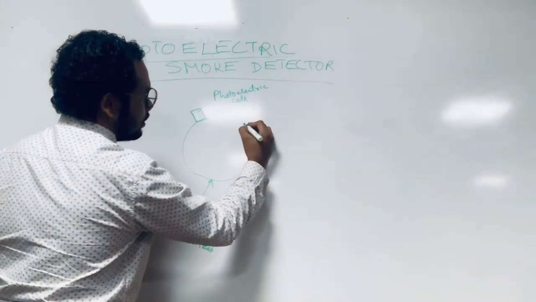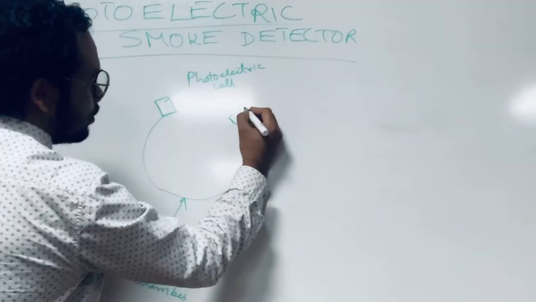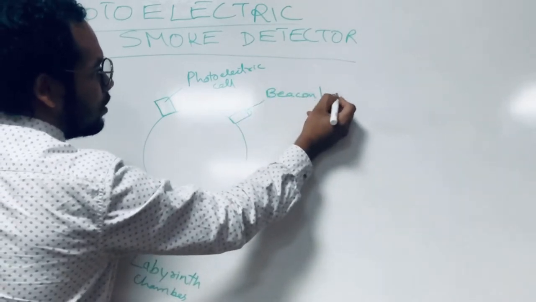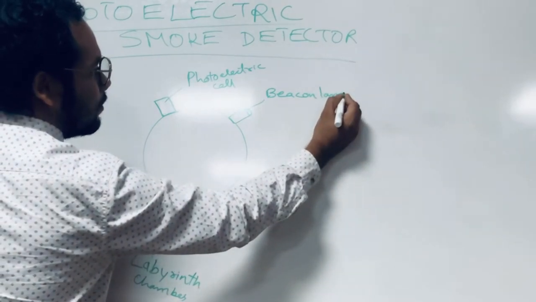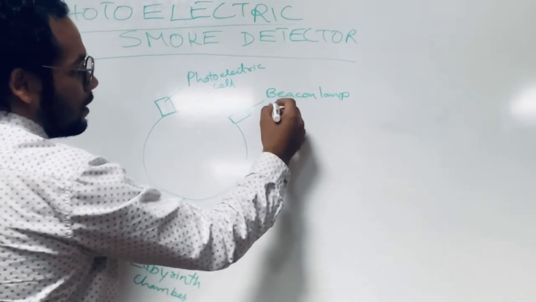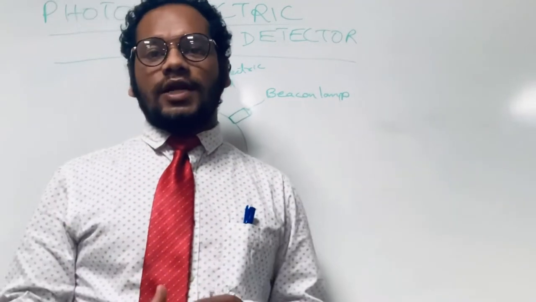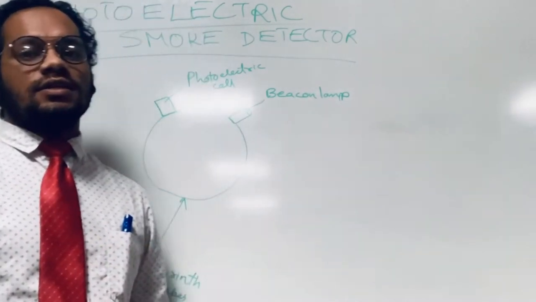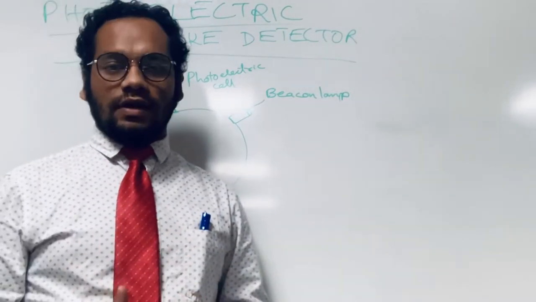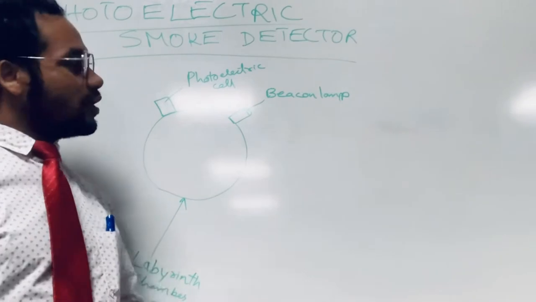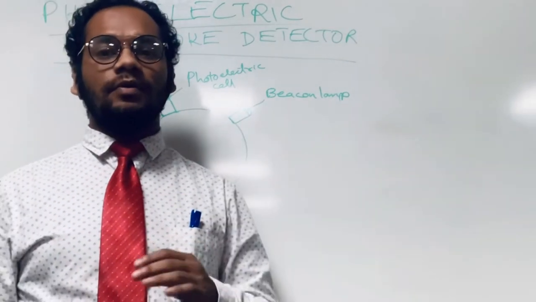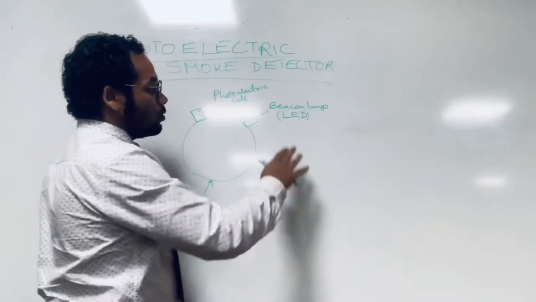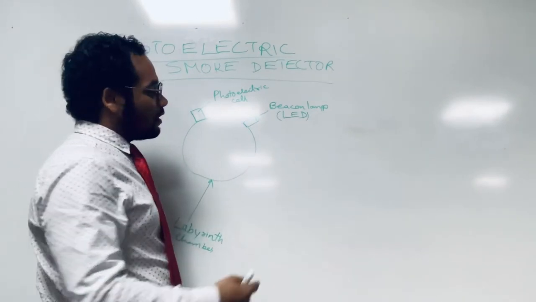Next, what do we have? We have a lamp. Suppose this is a lamp over here, called the beacon lamp. In earlier types of photoelectric detectors, this beacon lamp used to be of incandescent bulb type. Well friends, incandescent bulbs have a limited life, hence they are not used in today's modern smoke detectors. In place of the incandescent lamp, we use LEDs, that is, light emitting diodes. So beacon lamps used on today's modern aircraft are of LED type.